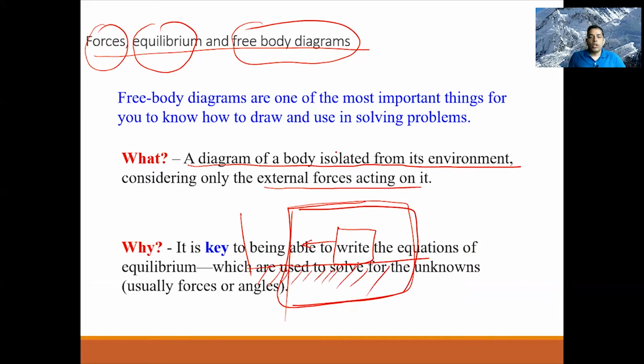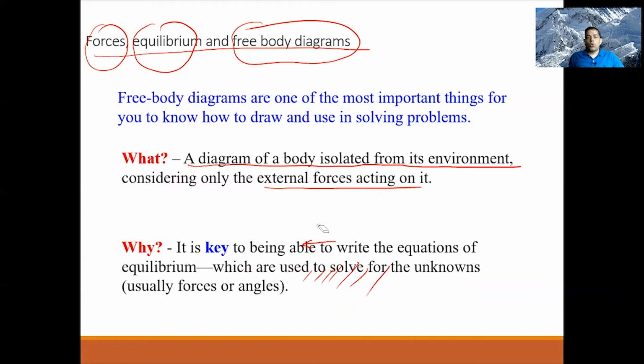All right. So why is free body diagram so important? Because it simplifies the problem a lot, because you can cut it anywhere you want to and analyze the problem. It is key to being able to write equations of equilibrium, which are used to solve for unknown forces and angles.